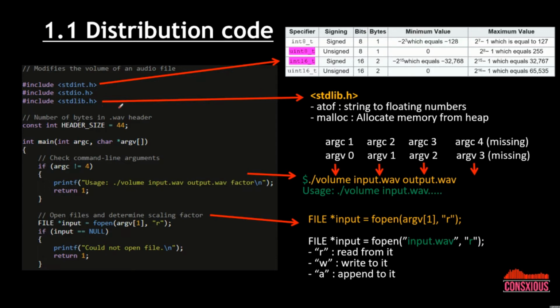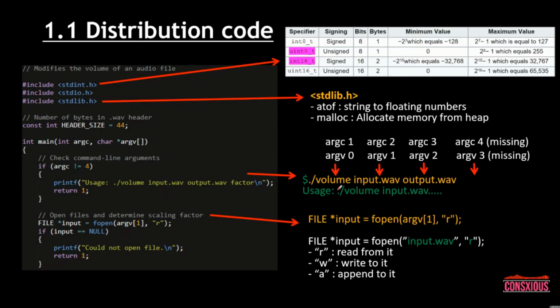As for the standard library here, it consists of atof and malloc. atof is basically converting strings to floating-point numbers, and malloc is basically allocating memory from the heap. So you can see here there's a constant integer HEADER_SIZE 44, which is a global variable here. Then there's int argc and char argv. From here, we are going to check for the command line arguments. So if argc is not equal to 4, it will print this statement.